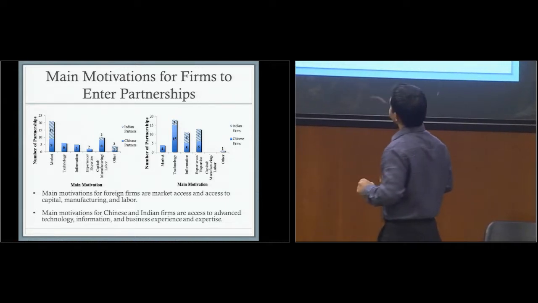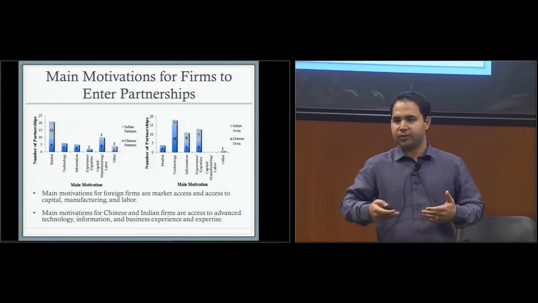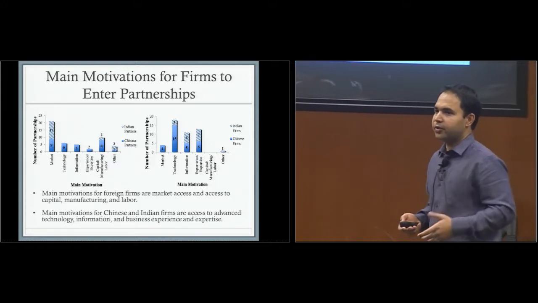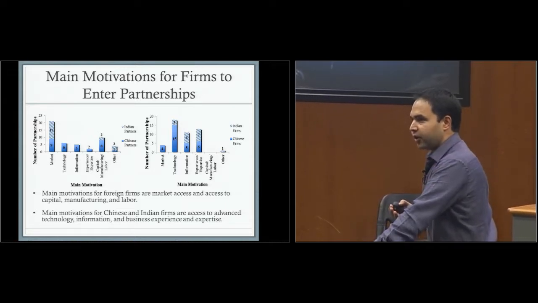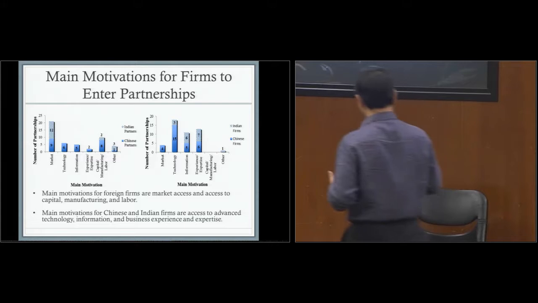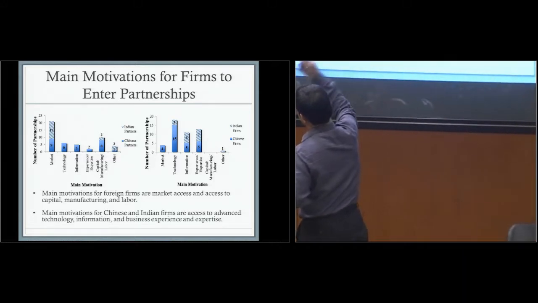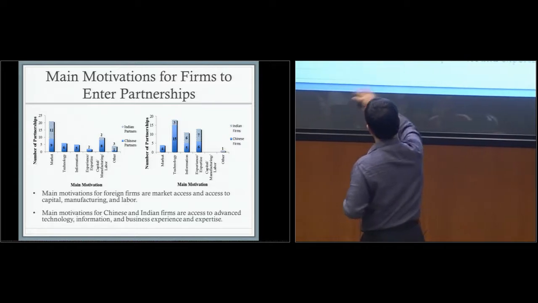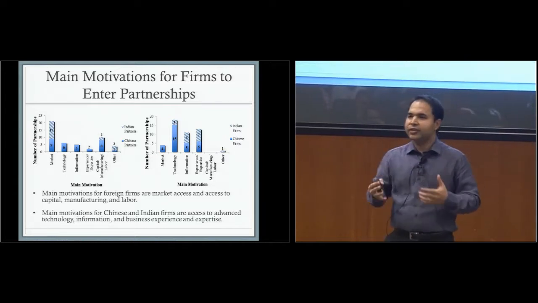emerging economies actually. So, going a little bit into what we find in the database and then trying to illuminate it further using the interviews. This here is the motivation of different firms in forming the partnerships. Let me take a moment to go through the axes. The y-axis is the number of partnerships. The x-axis shows the different categories of motivation.